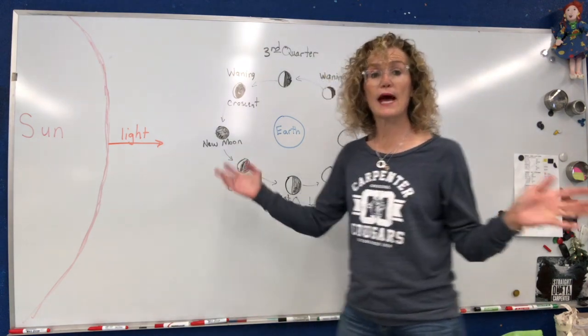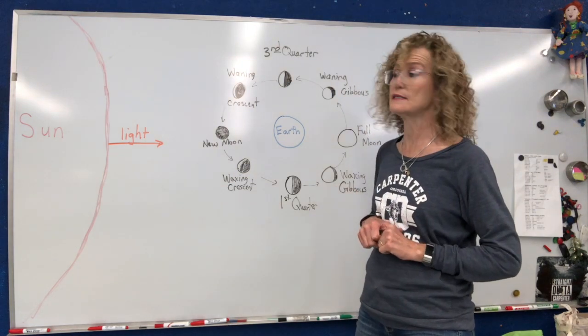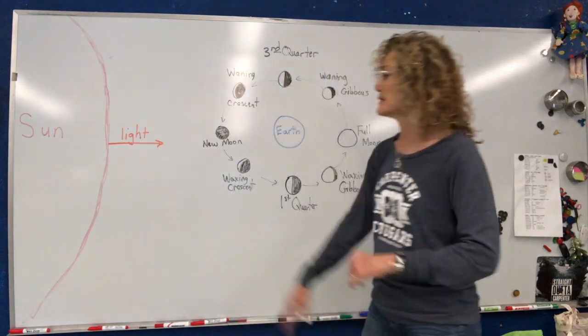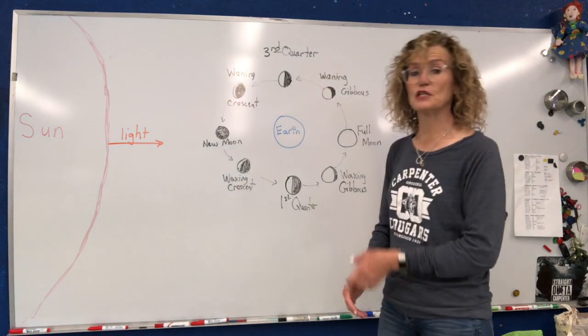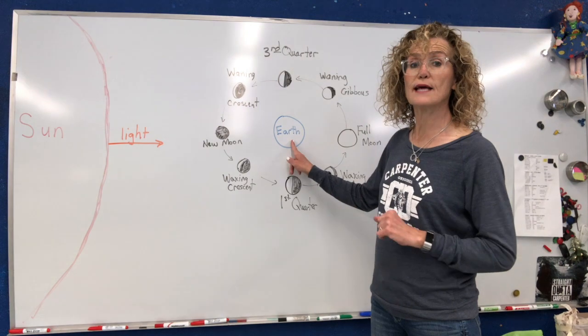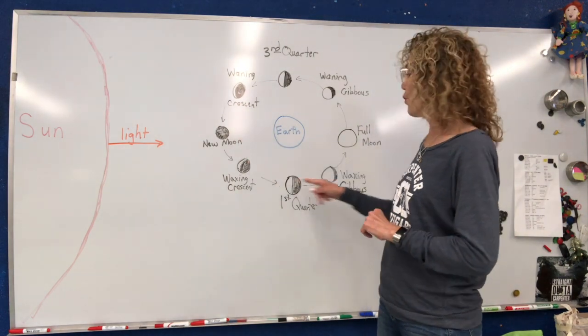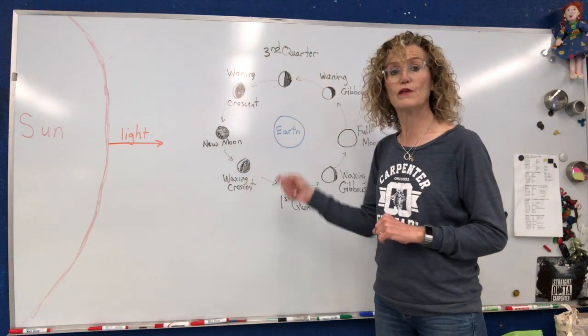So in our solar system, and looking just directly at the Earth and the moon and the sun system, we've got the sun. The sun gives us light. Light travels in a straight line called a ray. Here's the Earth. The Earth orbits the sun or revolves around the sun. Here's the moon. The moon orbits or revolves around the Earth.